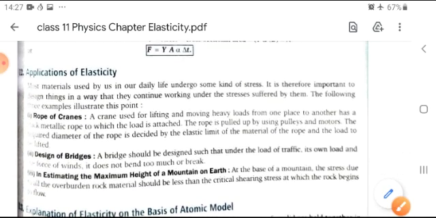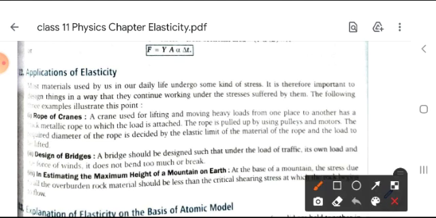The first application is rope of cranes. A crane is used for lifting and moving heavy vehicles and heavy loads from one place to another. So it uses an iron or steel wire that has also been checked for its elastic limit. It is very important to check the diameter of the rope and the elastic limit, so that it can be used in the crane system.